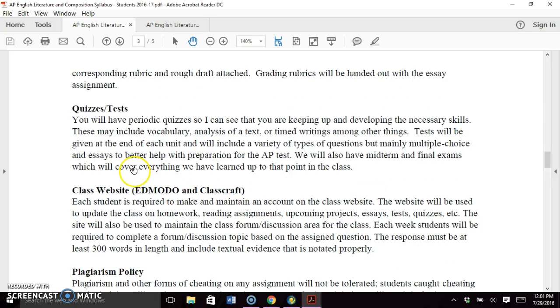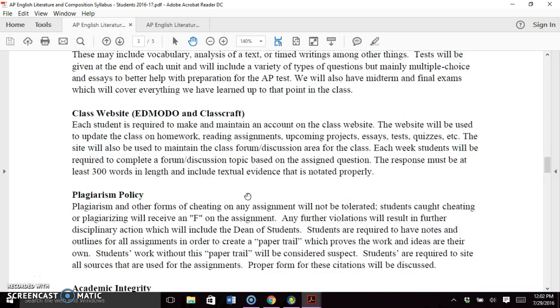Class website, like I said, Edmodo is going to be going away, but we will be starting Classcraft around the 15th or 16th of August. I'm going to wait till everyone's done with their vacations and days off from summer session, and when we get fully into the new school year, then I will start Classcraft.